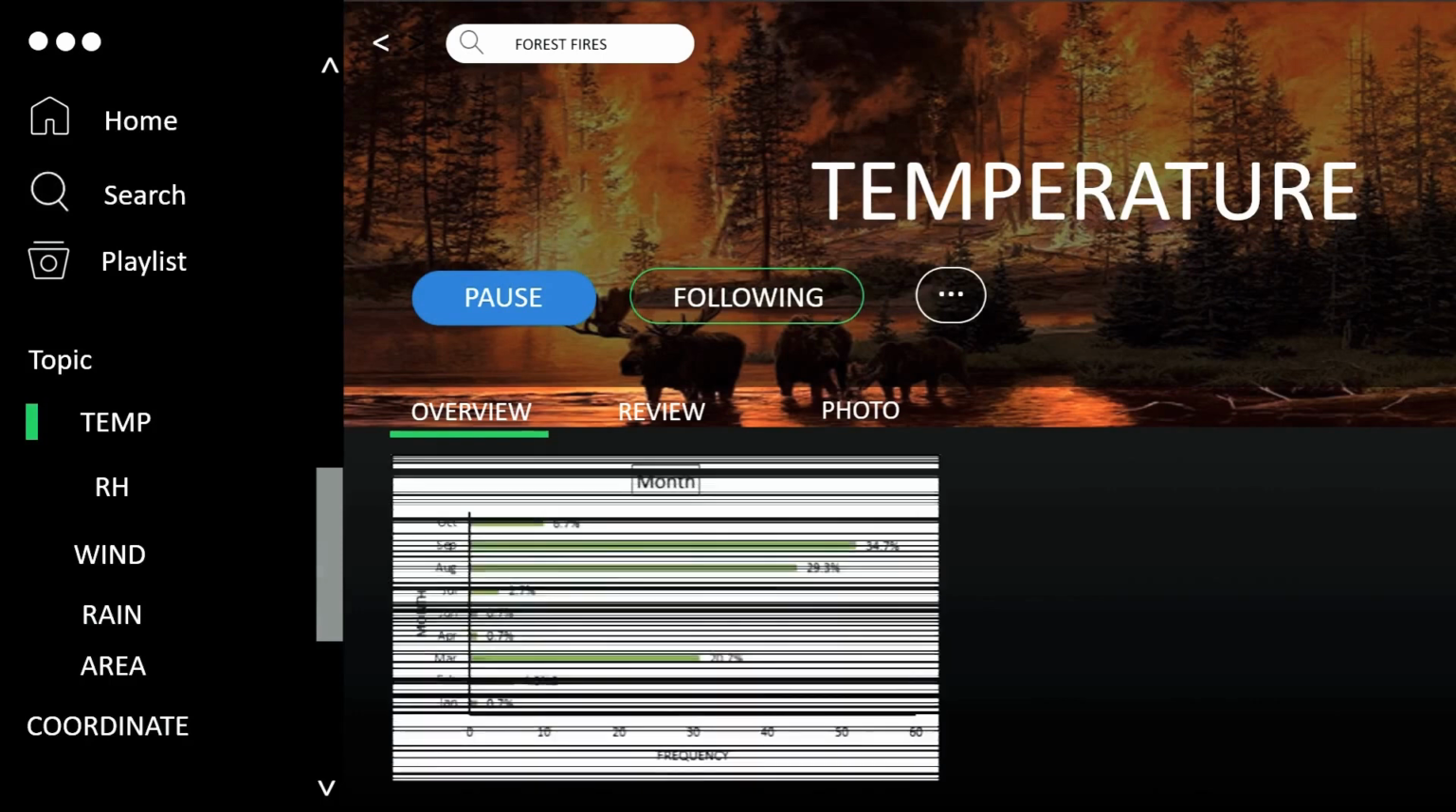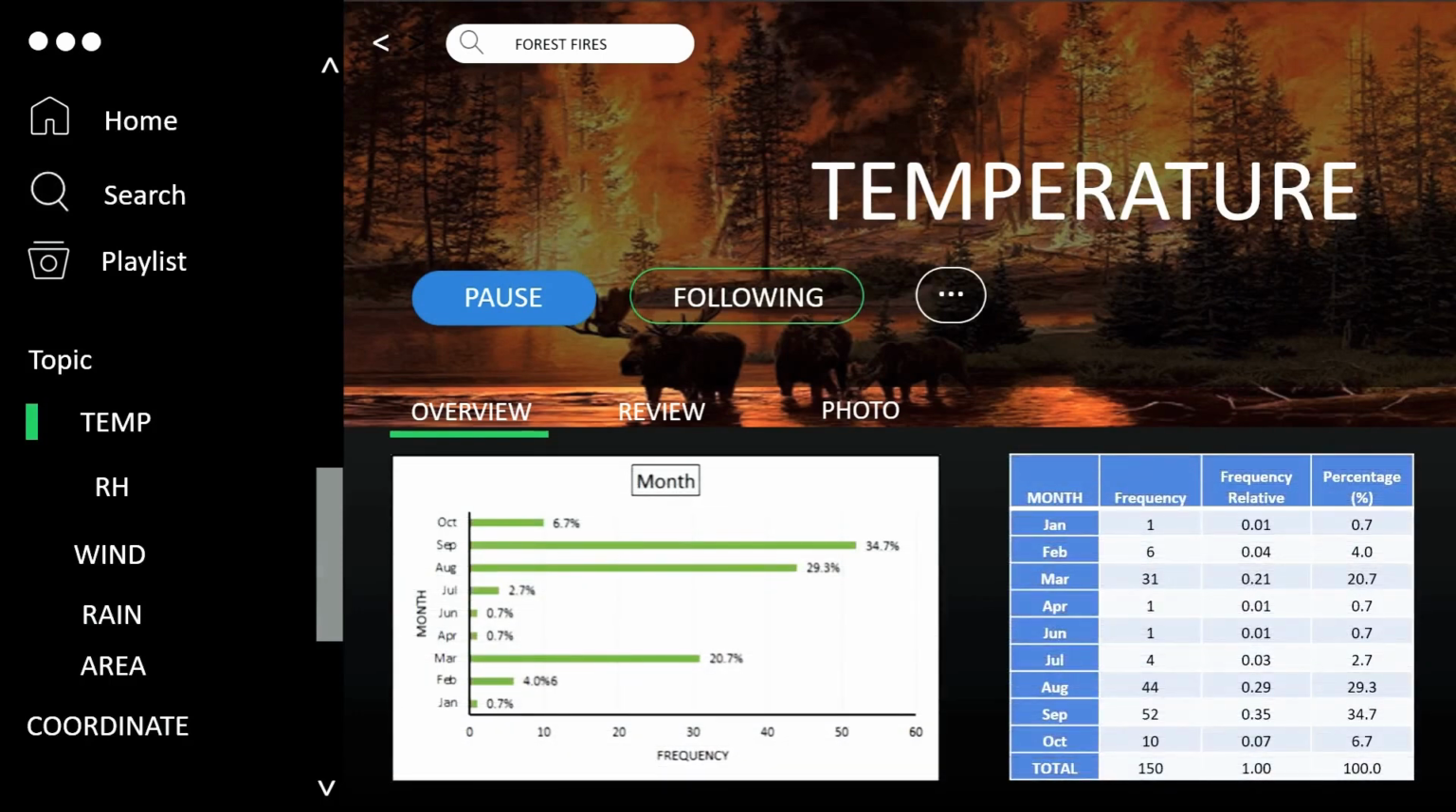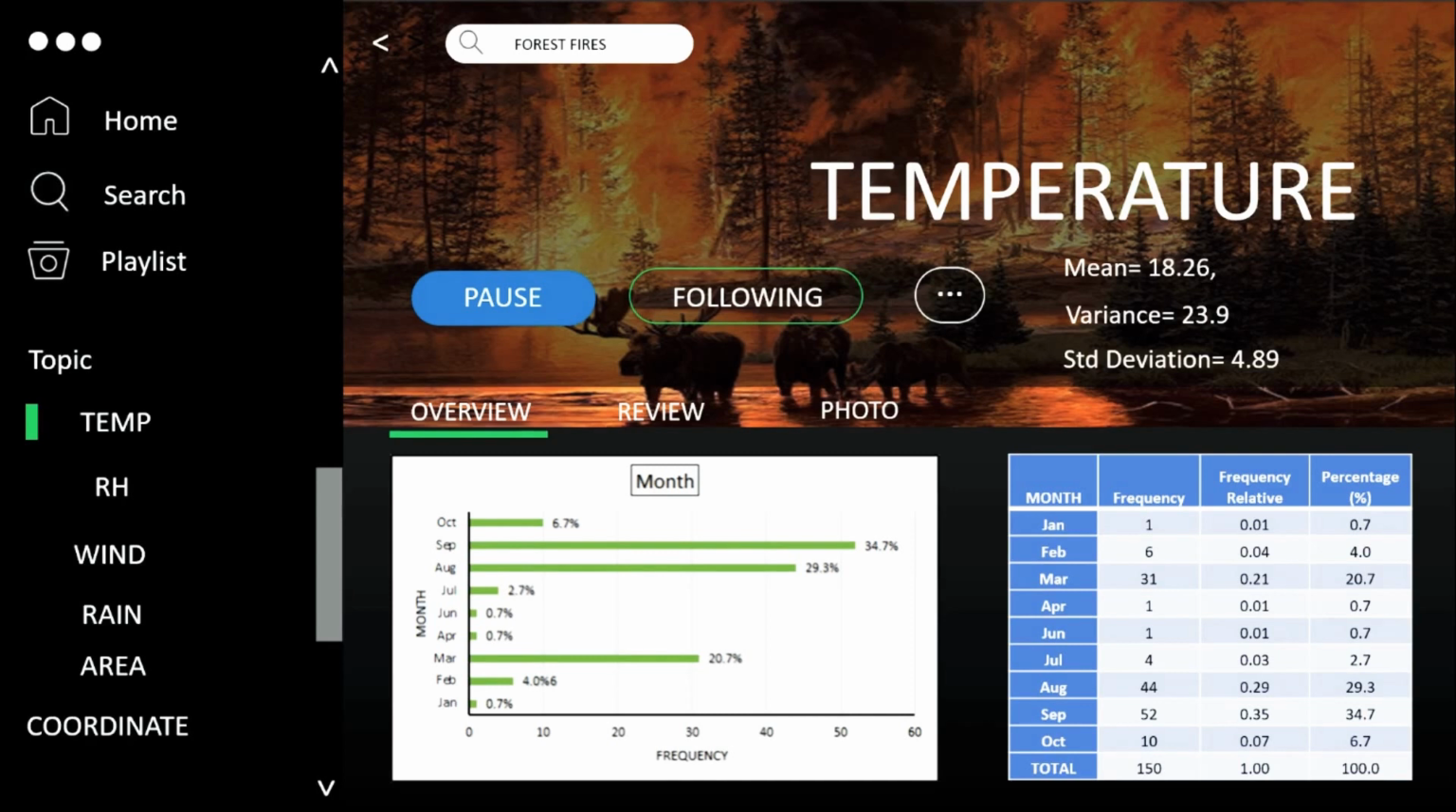Next will be temperature. The bar chart above shows the temperature. The highest temperature is in the range of 15.3 degrees Celsius to 19.3 degrees Celsius with the amount of 60 frequency, which represents 40%. Next, the lowest temperature date is in the range of 30.3 degrees Celsius to 34.3 degrees Celsius, which only have one frequency and represents 0.7%.